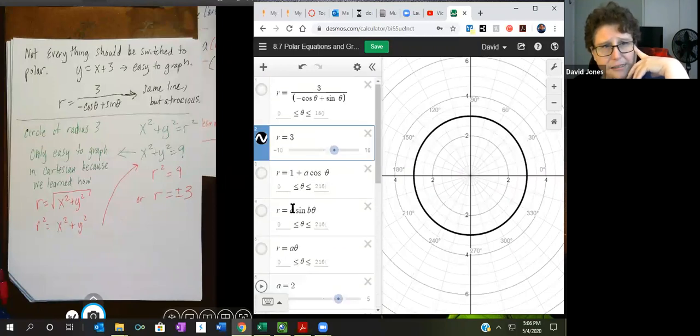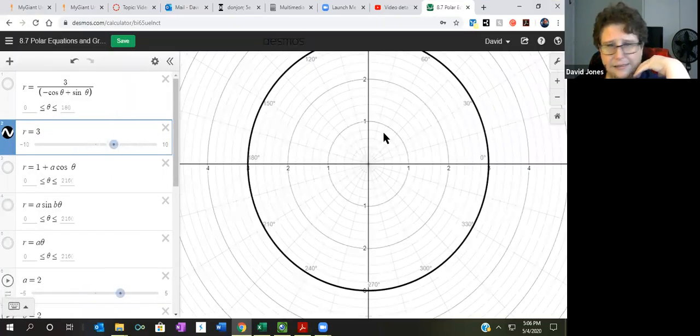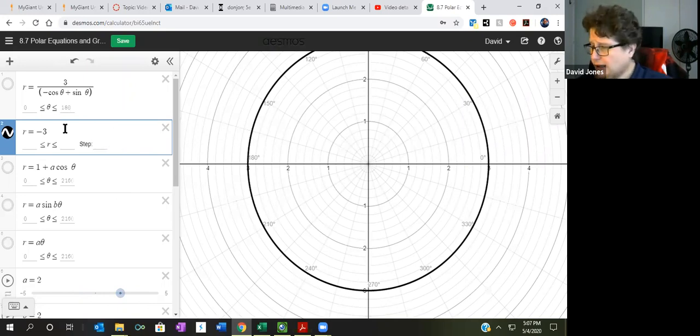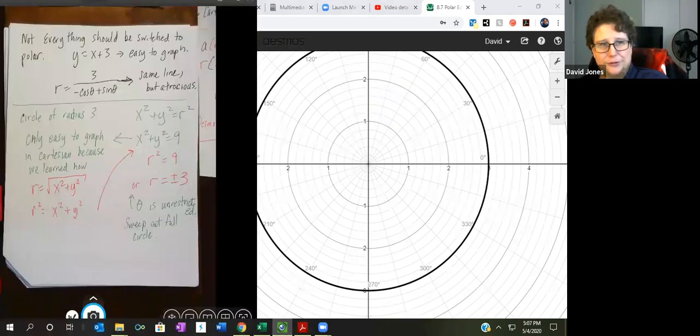What else is being graphed? Not sure. R equals 3. I said plus or minus 3. Does it affect it? I made it negative. No, it doesn't. Because here, theta is unrestricted, the full circle. So we sweep out the full circle.